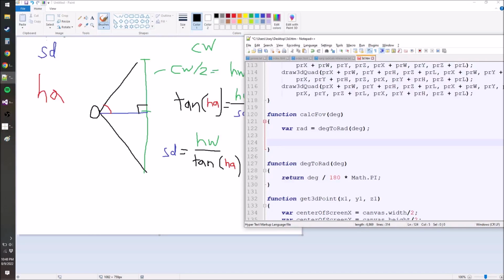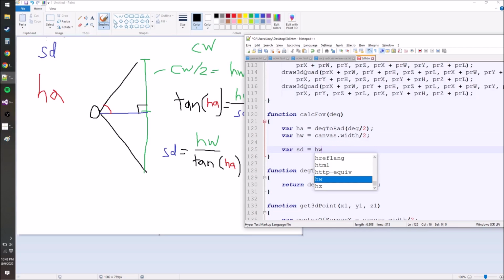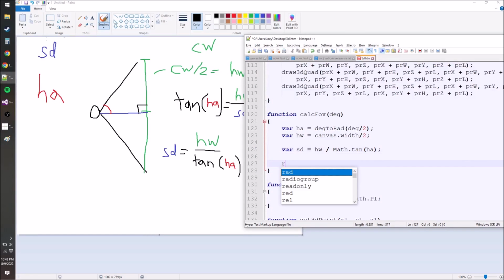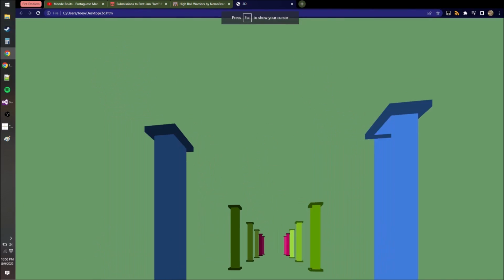What's our equation again? Let's just write it all out. Let's call this HA, just so it matches. Deg to rad divided by 2. HW divided by Math.tan of HA. And then we're going to return that. I think 120 is a decent field of view. Calc field of view 120. And okay, this looks about the same.